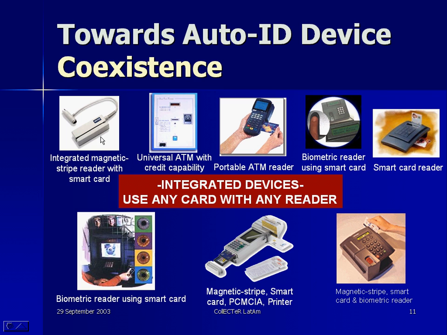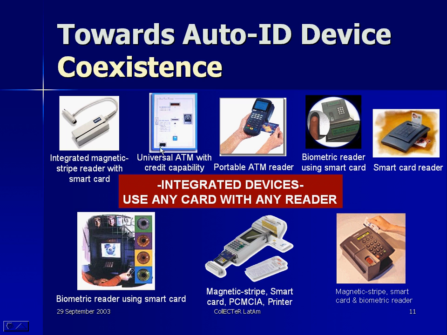You're seeing all these different types of read devices which are being used for different applications, and they are integrated. Have a look at this device here. It can read magnetic stripe cards, smart cards, PCMCIA, even has a printer attached. The biometric reader, for example, uses smart cards as well as the biometric template. Here you have an integrated magnetic stripe card with smart card read capabilities. A smart card reader that can also read in magnetic stripe.